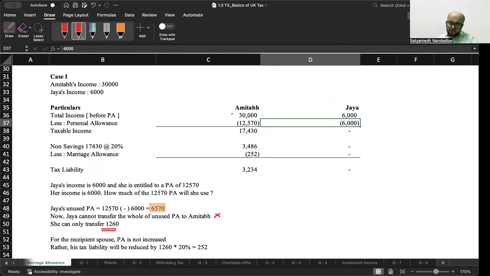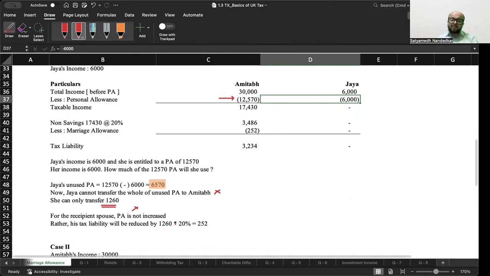And what happens is, look at Amitabh's computation. You subtract his regular personal allowance here. Then after that, you get taxable income. Then on this taxable income of 17,430 at the basic rate band, you calculate tax at the rate of 20%, which is 3,486. Now, the unused personal allowance of Jaya, which she transferred to her husband Amitabh, does not get added to 12,570. For the recipient spouse, PA is not increased. Remember that. But his tax liability is reduced by 1,260 into 20%.